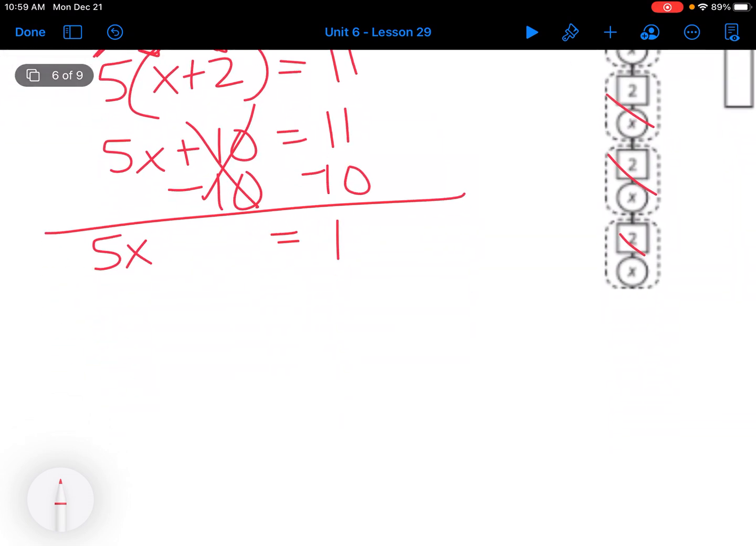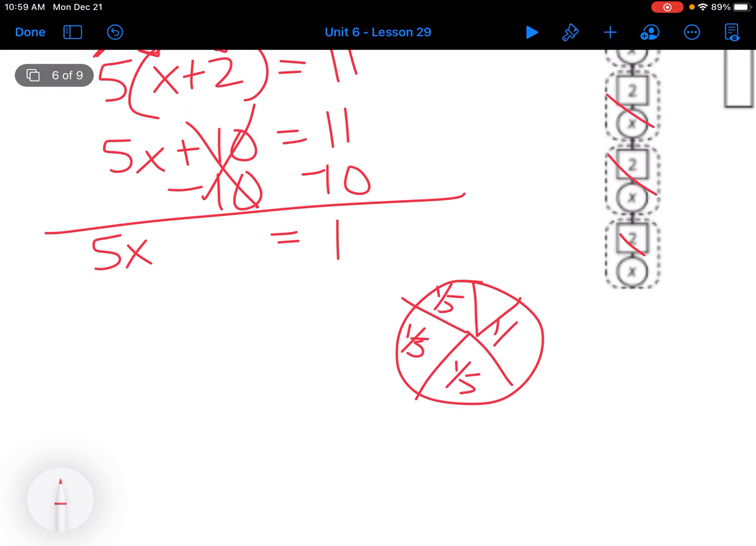So now I have to figure out what just 1 is. So I have 1, and I'm splitting it into 5 equal parts. So that means that each part is going to be 1/5. Because they just want to know what's one of the parts. So I'm going to divide by 5. So x equals 1/5, or 2/10, 0.2.